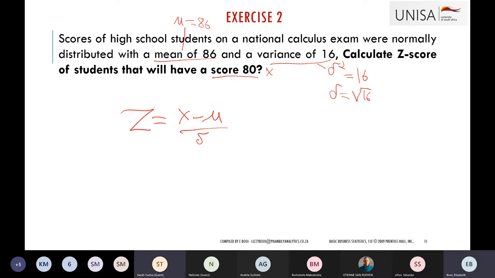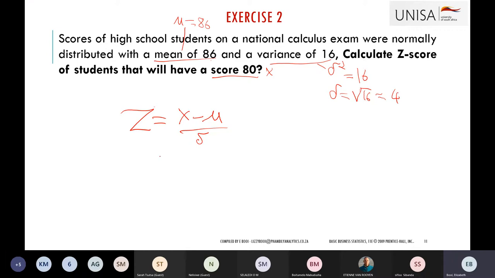I got minus 1.5. Yeah, negative 1.5. Yes. Same here. So we are given the variance of 16. So the square root of 16 is equal to 4.